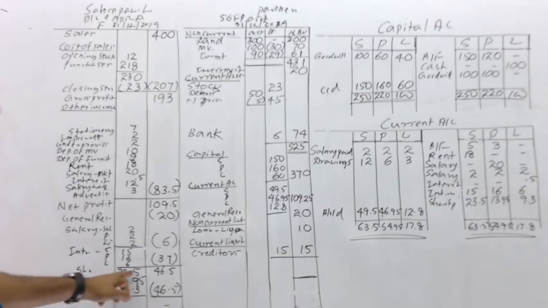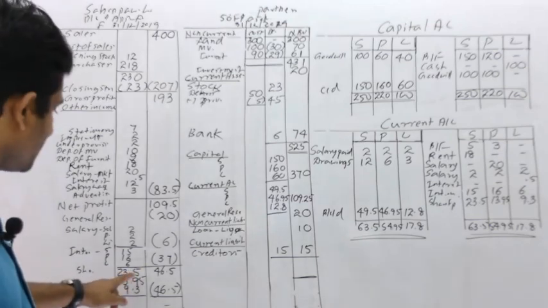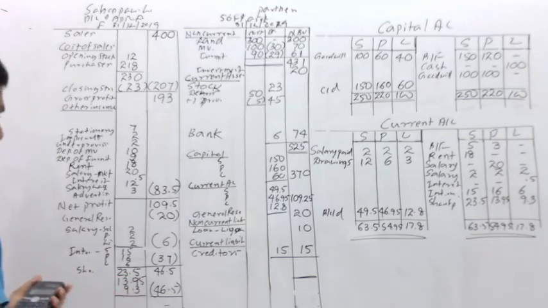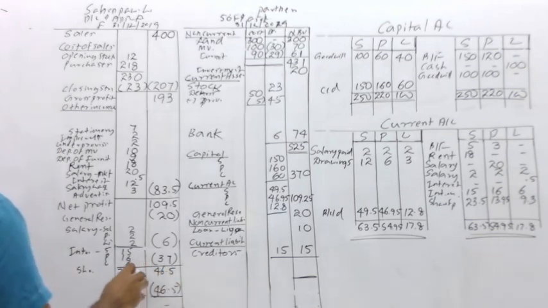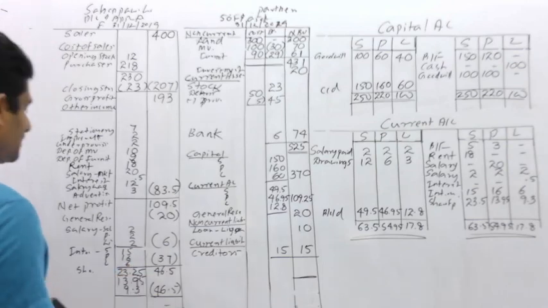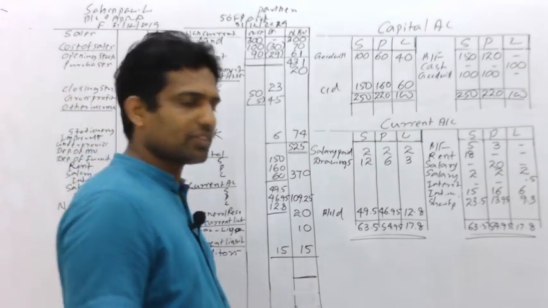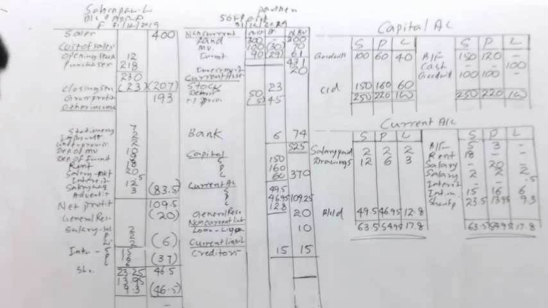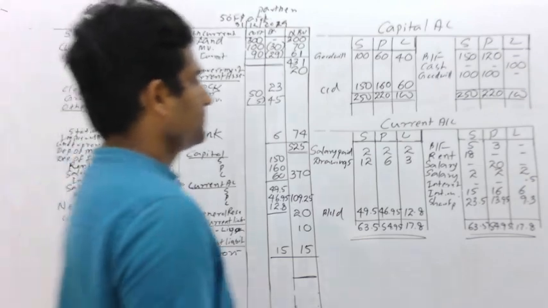This is not 23.5, eh? This is 23.25, that is the reason. Interest on capital is 23.25. This is 23.25.